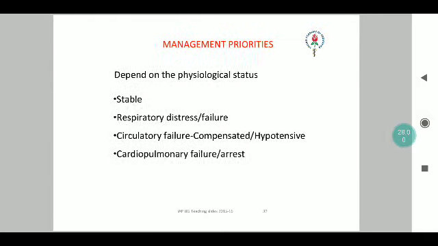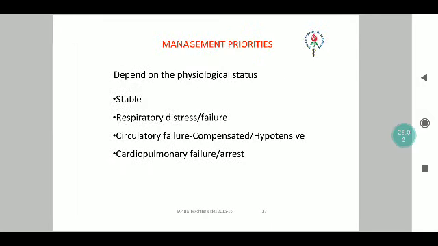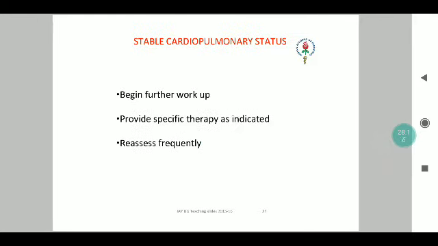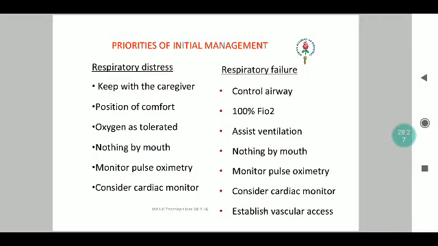And the management priorities in a sick child should be given based on whether the child is stable, whether there is respiratory distress or failure, whether there is circulatory failure in the form of compensated or hypotensive shock, and whether there is cardiopulmonary failure or arrest. If there is a stable cardiopulmonary status of the child, you can do a more detailed workup and provide specific therapy as indicated as per the condition and reassess frequently.